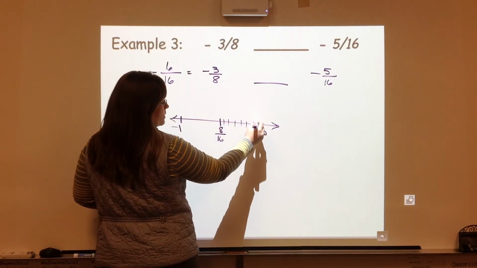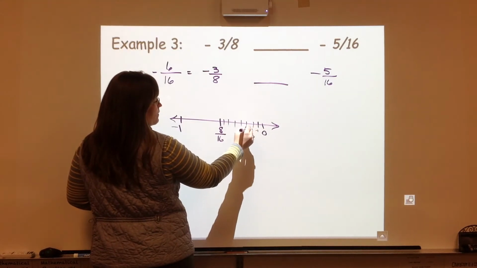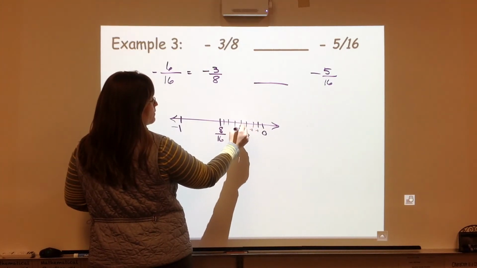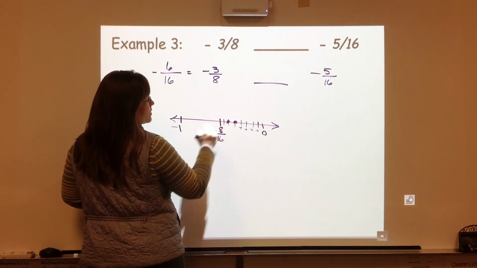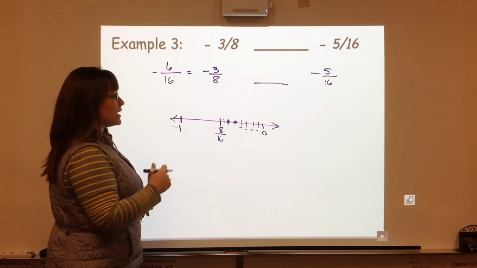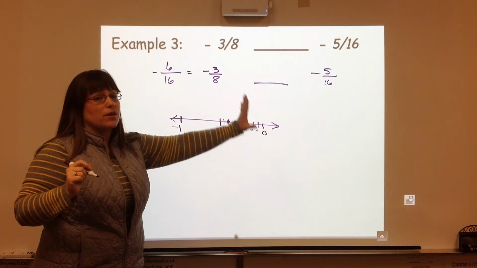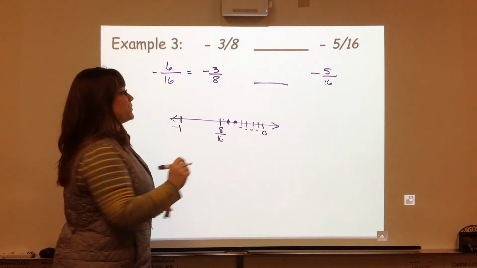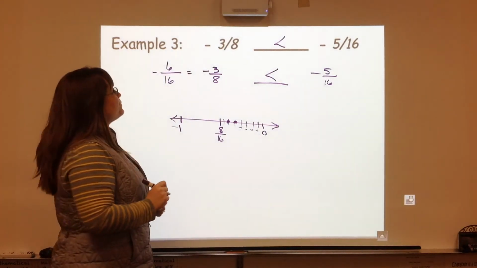So again, -1/16, -2/16, -3/16, -4/16. Here's -5, and here's -6. They are very, very close to each other on the number line, but by 1/16, the 5/16 number is closer to 0. So again, we have the less than symbol.